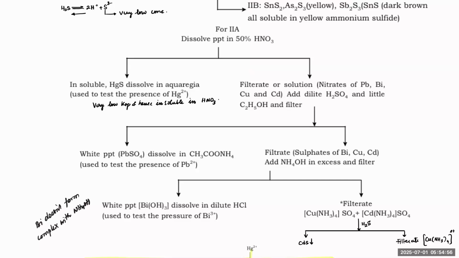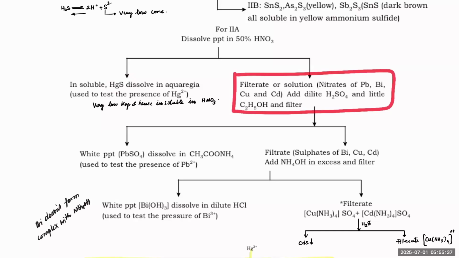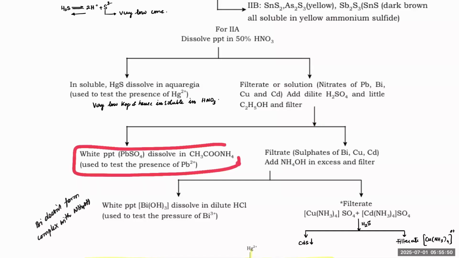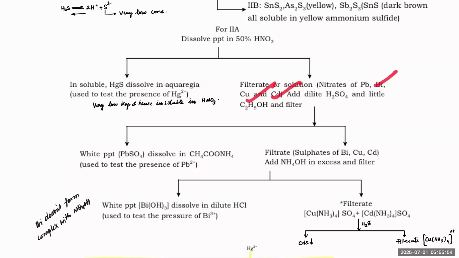What we do, if you are sure that there is an ion from 2A, you will first add 50% HNO3. In 50% HNO3, most of the sulfides will get dissolved except for HgS. So HgS will not get dissolved, but the rest of them will. The rest includes lead, bismuth, copper, cadmium. These are the four present in group 2A, while HgS will remain insoluble. Got it? Now, if you take these ions and add dilute H2SO4, and a white PPT forms, it has to be lead, because copper, cadmium, bismuth do not form sulfate precipitates. Got it?